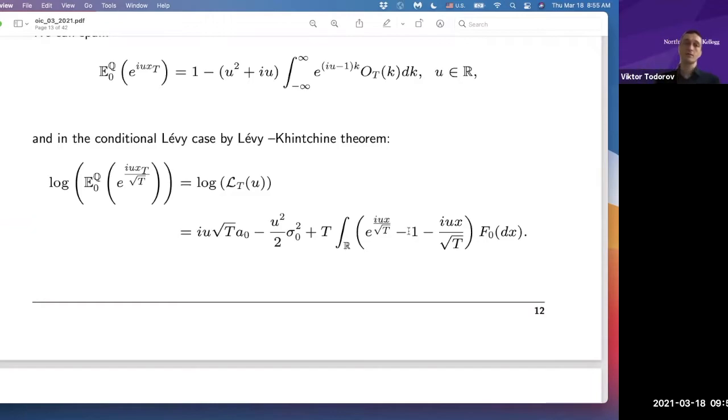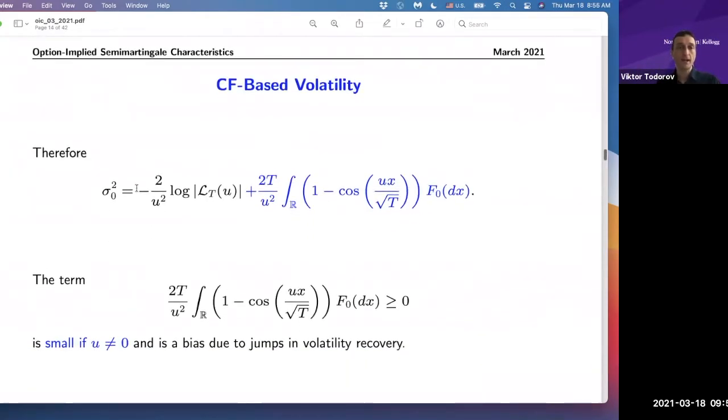So now let's just zoom in a little bit and look at this. What is happening here? I expressed everything here. If I use the log of the characteristic function divided by u squared as my estimate of volatility, then it will be the true thing up to that term, which is written in blue, which is about the jumps. The nice thing about cosine is that it's a bounded function.